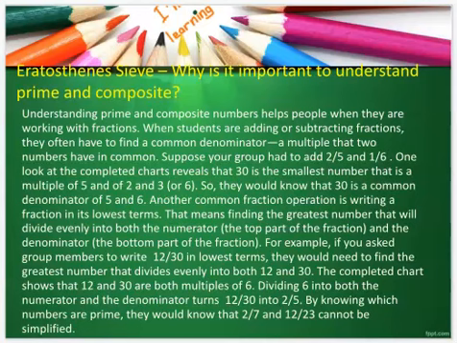The completed chart shows that 12 and 30 are both multiples of 6. Dividing 6 into both the numerator and denominator simplifies 12 over 30 into 2 over 5. By knowing which numbers are prime, they would know that 2/7 and 12 over 23 cannot be simplified.